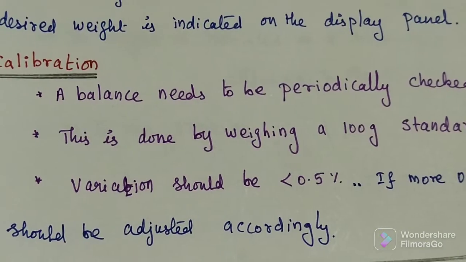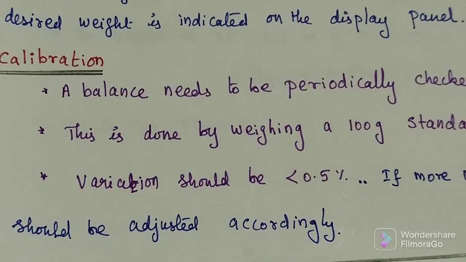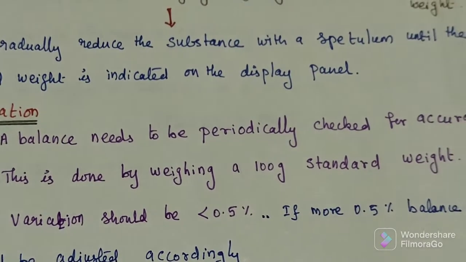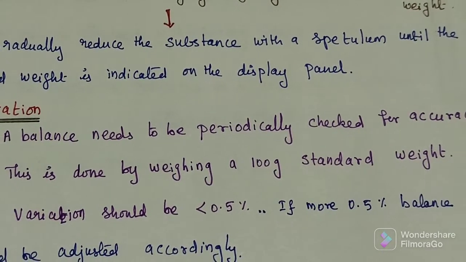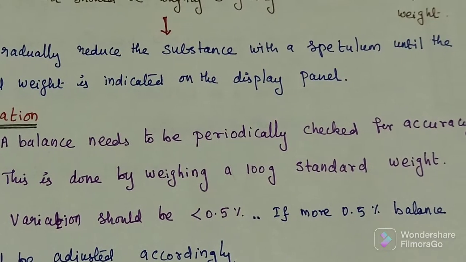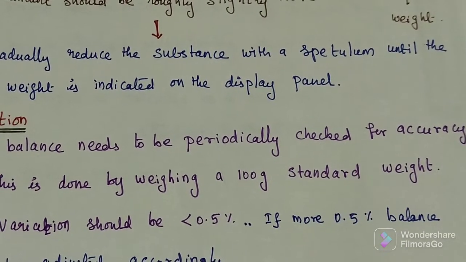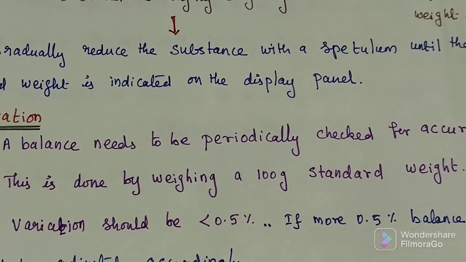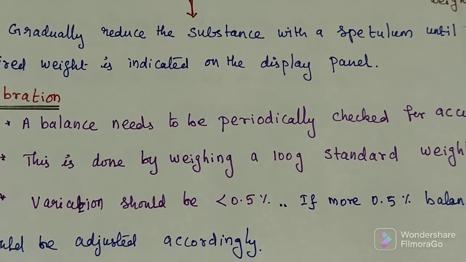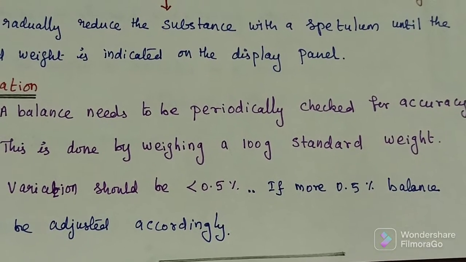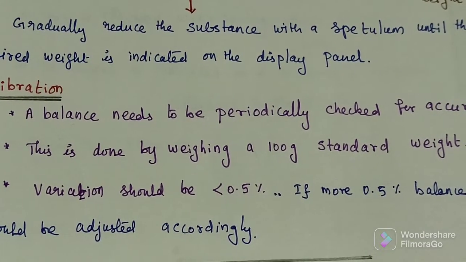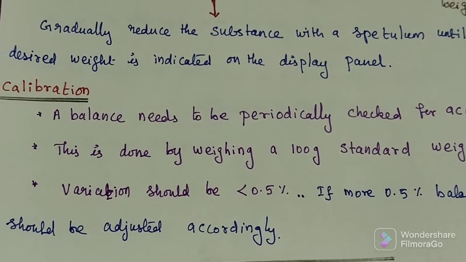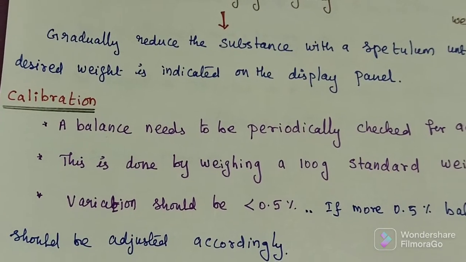Last one, how to calibrate. A balance needs to be periodically checked for accuracy. This calibration is done by weighing a 100 gram or appropriate standard weight. This is how a balance is calibrated. The variation allowed should be less than 0.5 percent. If it is more than 0.5 percent, then the balance should be adjusted accordingly. This is all about the laboratory balance.